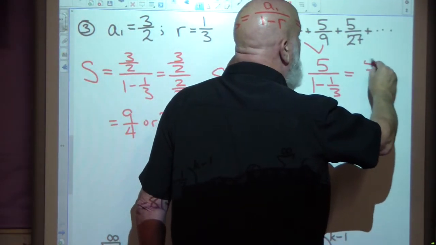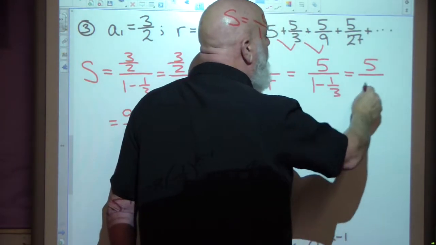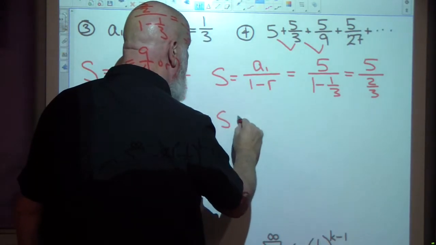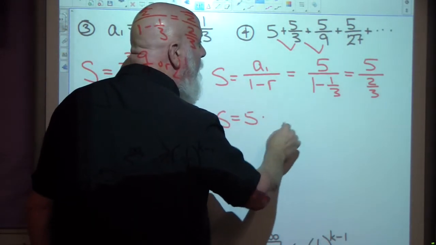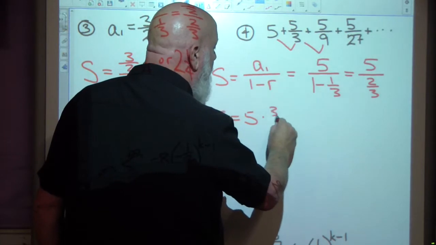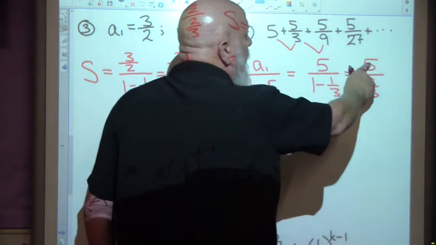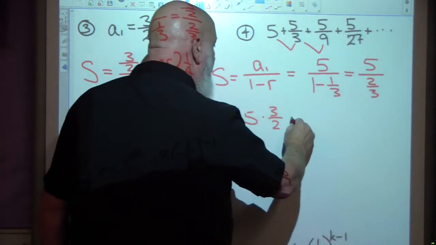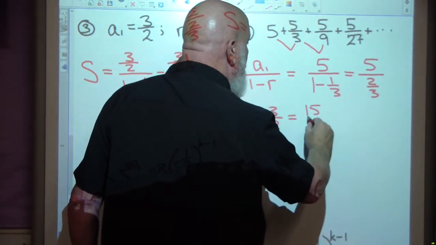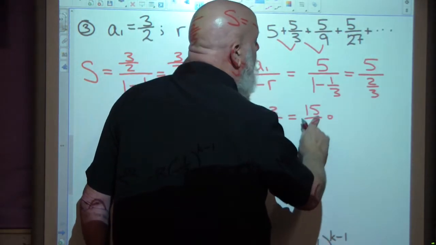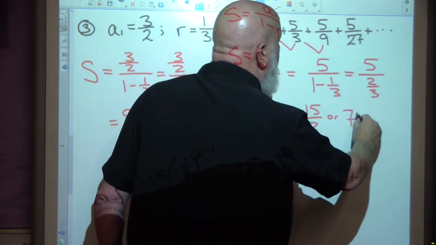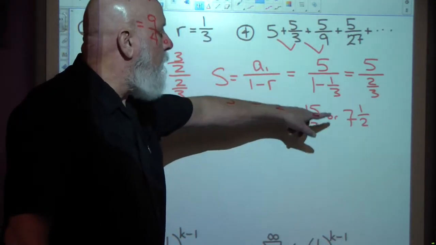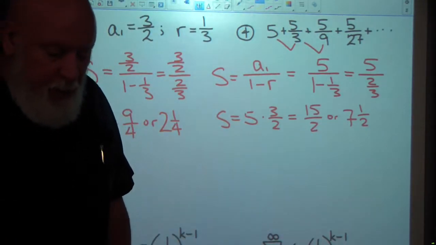That's 5 over 1 minus 1/3, which is 2/3. And I invert and multiply to find the sum. 5 divided by 2/3, so we invert and multiply the bottom. 5 times 3 halves gives me 15 halves. Or 2 will go into 15 7 times with a remainder of 1 half. So 15 halves or 7.5, unless I've made a mistake.